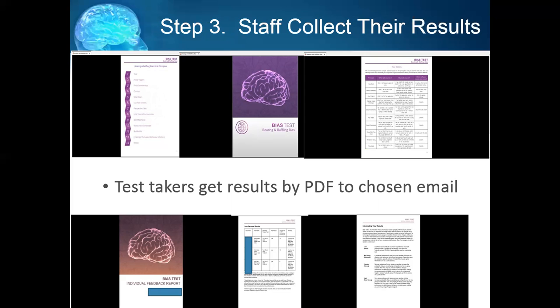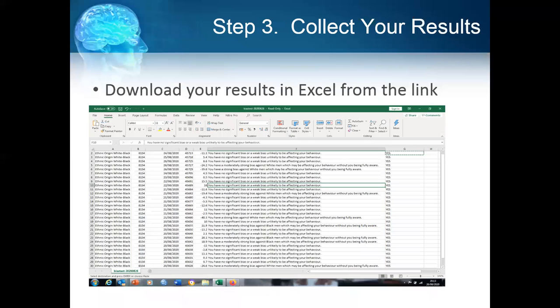What about your results? You want to know, I guess, how do we look as an organisation? What do our results look like? And this is what we do. So we provide you with a link that is peculiar to a particular batch of tests, a particular group, and you can simply hit that link and it downloads to Excel the results from those tests.